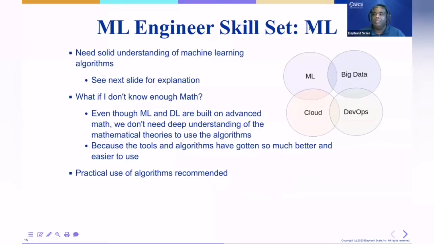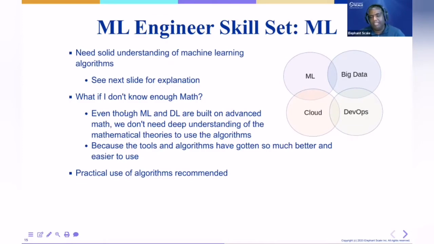Now, machine learning. This is important, because we are after all machine learning engineers, so we need to know machine learning. That's the first skill I would recommend. A lot of the time I get asked by people, what if I want to learn machine learning, but my background is software engineering and I don't know enough math? Can I still learn machine learning? Absolutely yes. Even though machine learning is built on a lot of advanced mathematical techniques, to use them we don't need to go deeply into the math. The algorithms are so simple now and have evolved pretty well, so we can actually use them without getting too much into the math. So I always recommend, don't let that hold you back from learning machine learning. Don't worry about what if you don't know enough math.